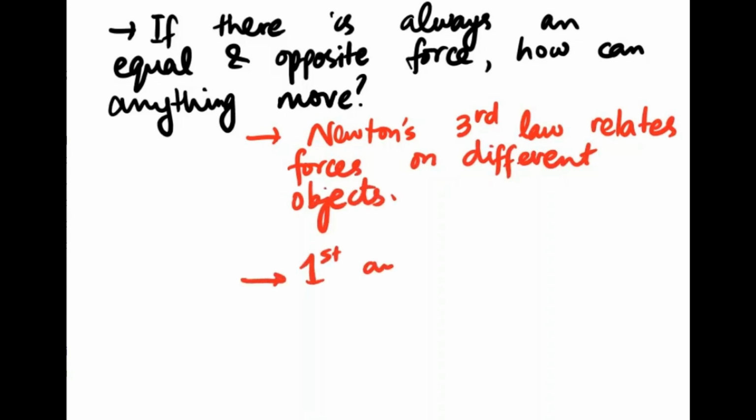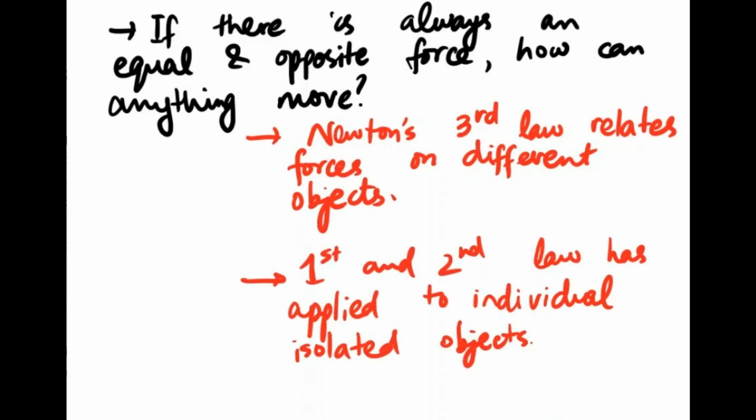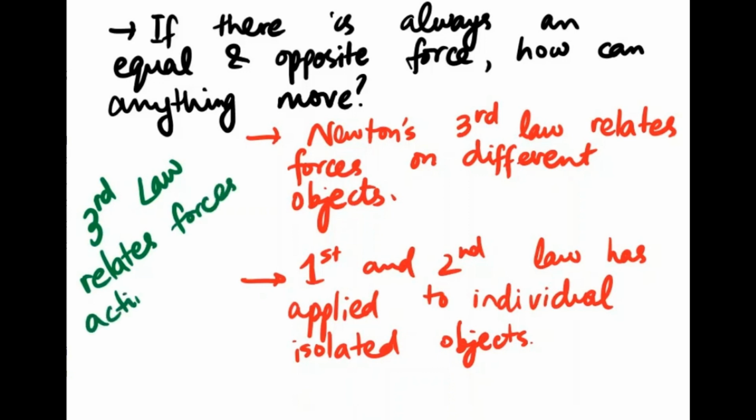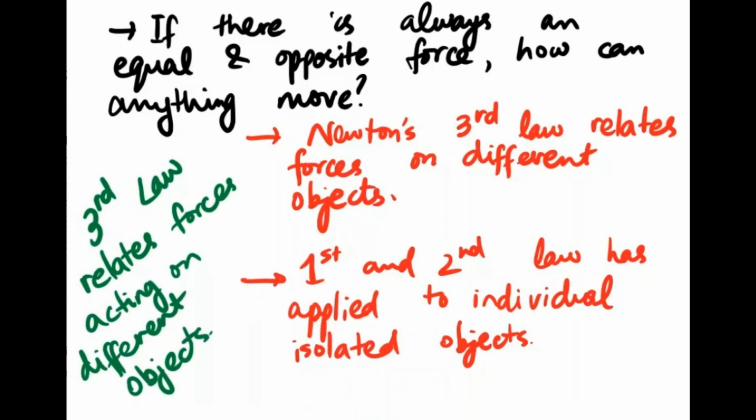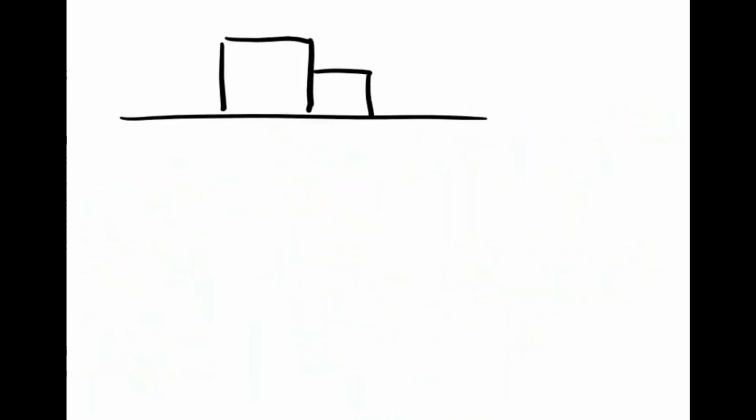And when we break it down to Newton's first law and second law, it helps us apply it to individual and isolated objects. So basically, the third law is going to help you relate the forces on different objects, whereas the first and second laws are only on isolated or separate objects. Let's take an example of a polar bear and a penguin. The polar bear has a bigger mass and the penguin has a smaller mass.